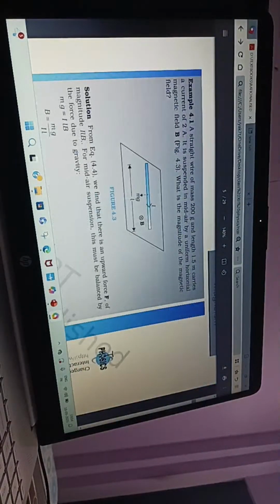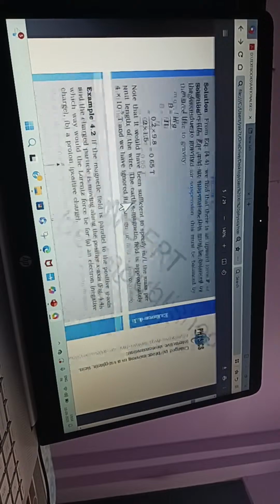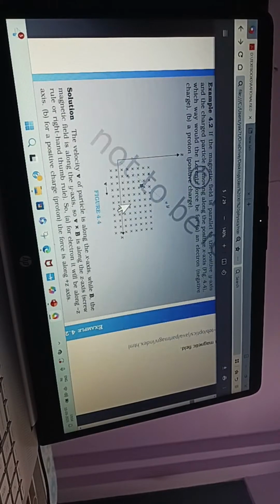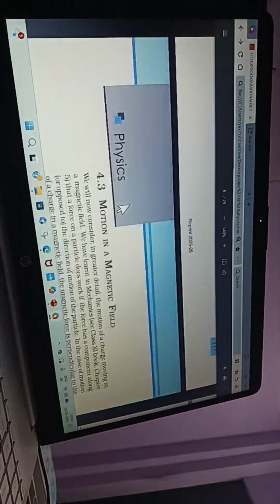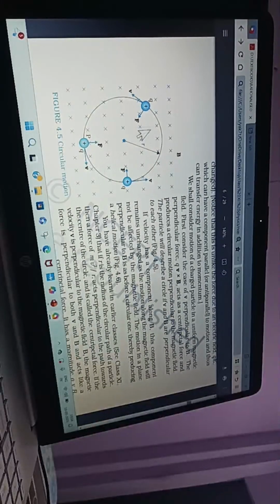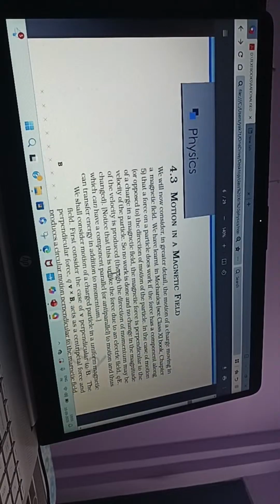This question we have to do now. This we have done yesterday, is it not? Yes, sir. Then this one we have done yesterday. And this one we should do now. What is the question? Motion in a magnetic field.